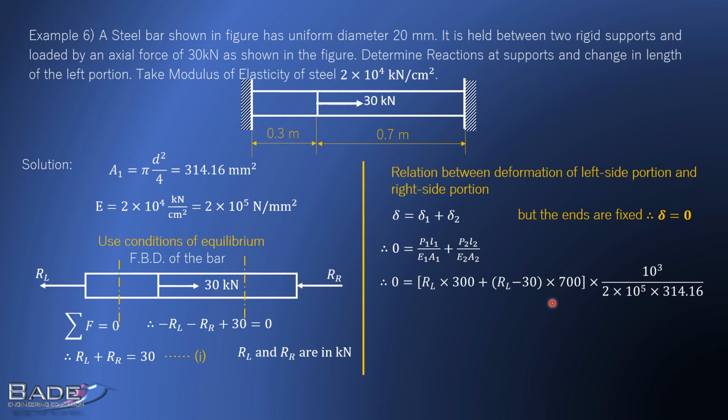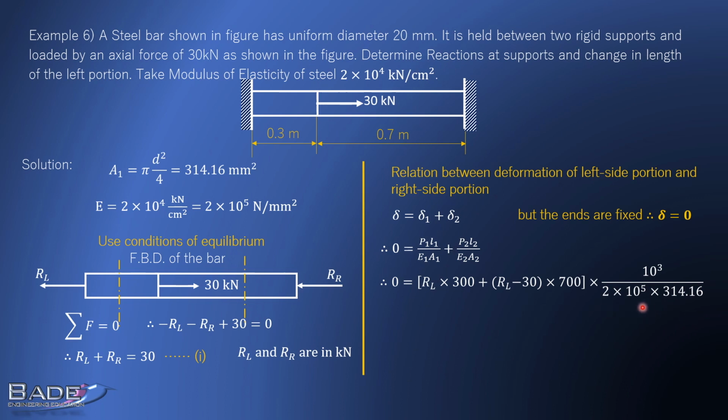Now take care of units. RL is in kilonewton. RL minus 30, this bracket is in kilonewton, but we should put values in Newton. So that is why we have multiplied it by 10 raised to 3. So this factor is outside the bracket. Divided by E and A. For both the members, that is left side portion and right side portion, E and A are common. So I have written outside the bracket.